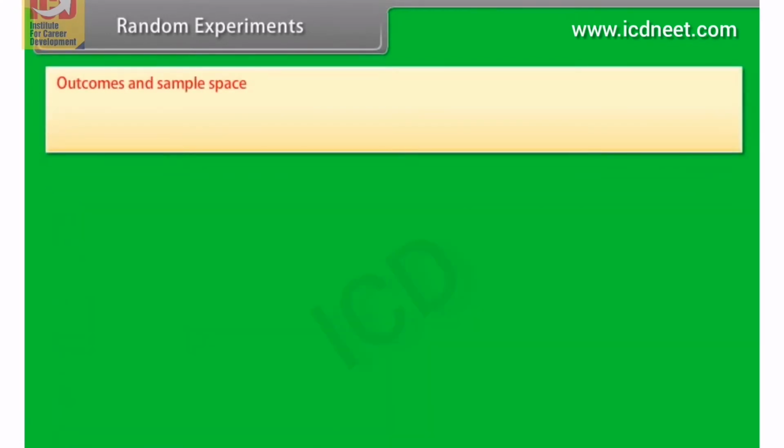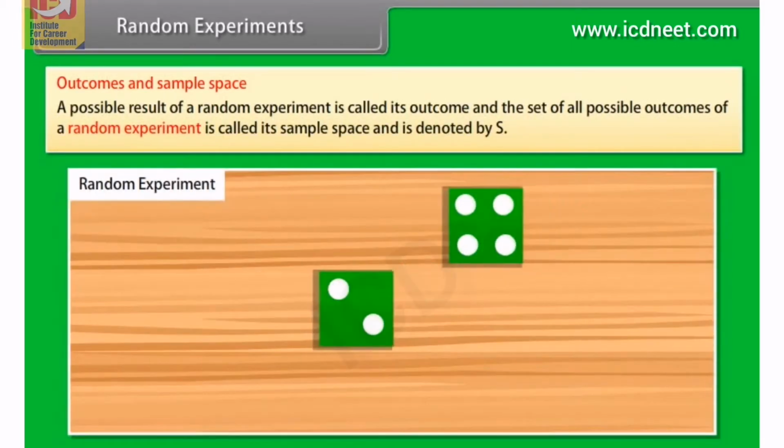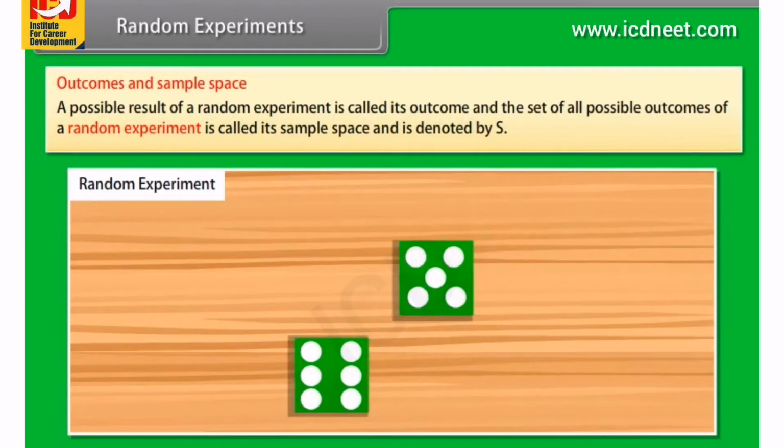Outcomes and sample space. The possible result of a random experiment is called its outcome, and the set of all possible outcomes of a random experiment is called its sample space and is denoted by S. As you see in the animation, the outcomes of throwing the dice are different in both cases, so these are called random experiments.